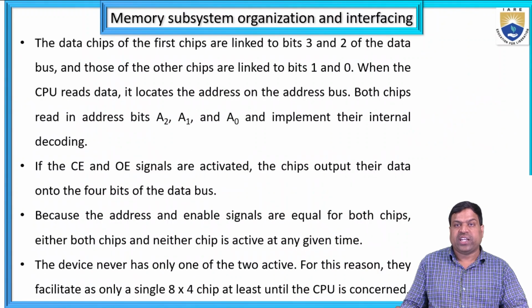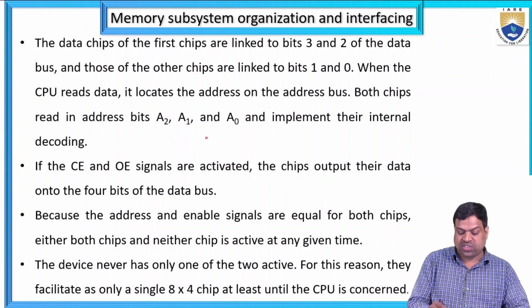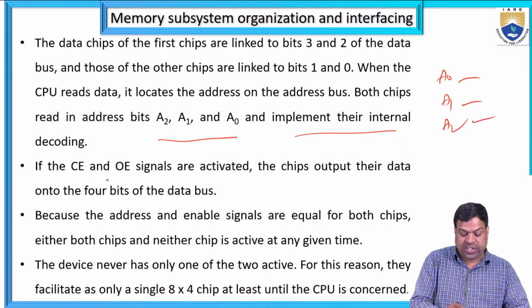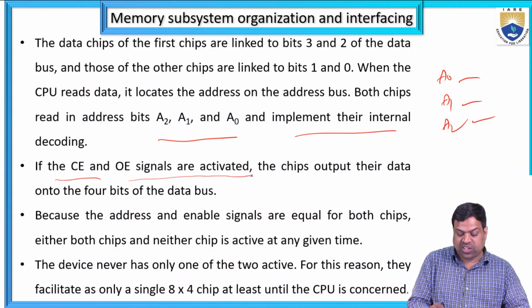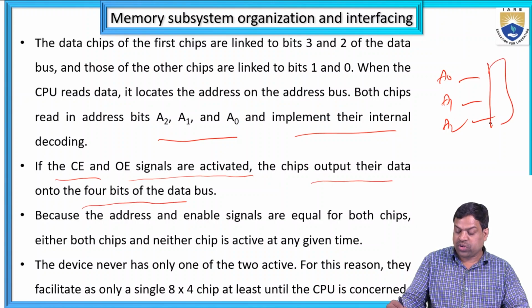The data pins of the first chips are linked to bits 3 and 2 of the data bus, and those of the other chips are linked to bits 1 and 0. When the CPU reads the data, it locates the address on the address bus. Both chips receive the address A0, A1, A2, and their CS and OE signals are activated. The chips output onto the 4 bits. The output is D0 and D1.